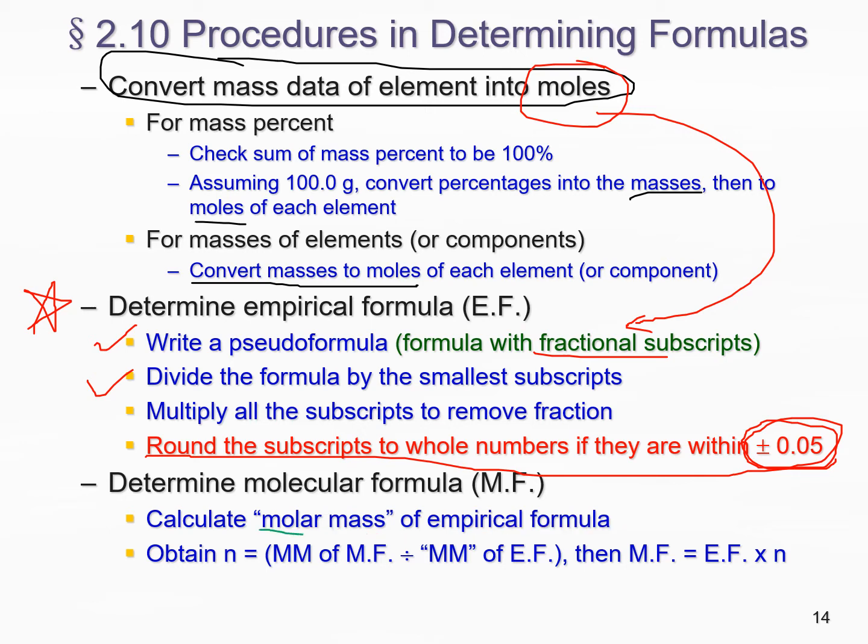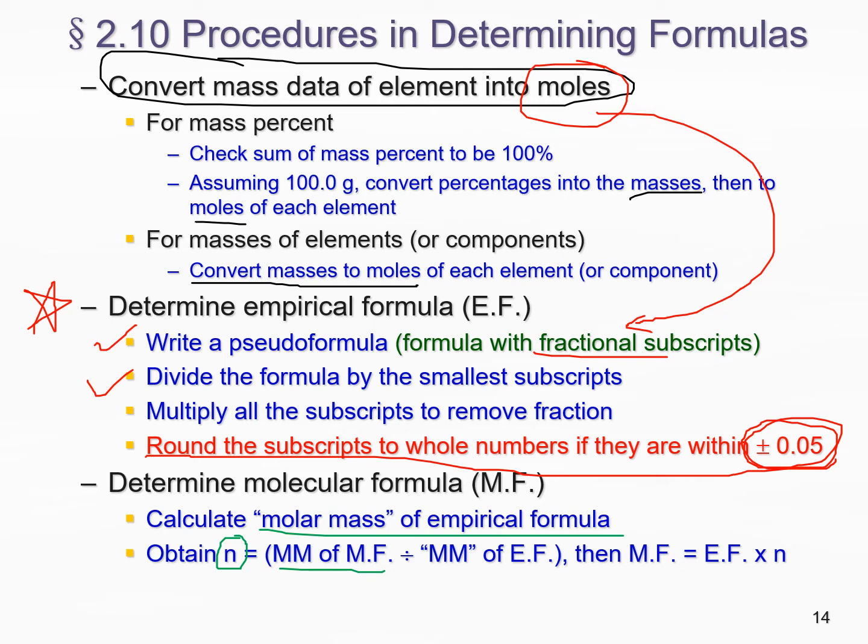And we can calculate so that we can have a molar mass of the empirical formula. In order for us to get this multiplier n here, we divide the molar mass of the formula that is provided by the question usually, by the molar mass of this empirical formula. Once we know the n, the molecular formula is equal to the empirical formula multiplied by n.